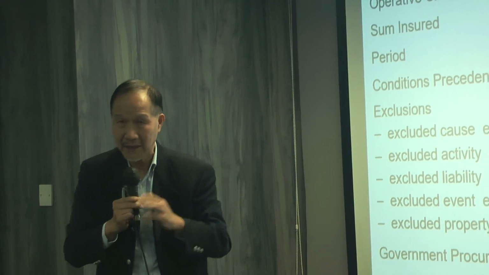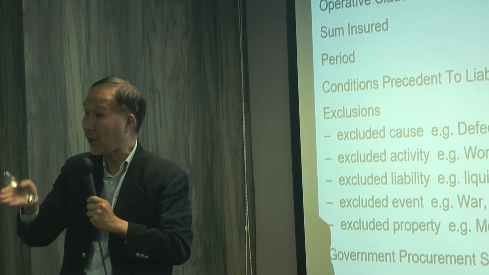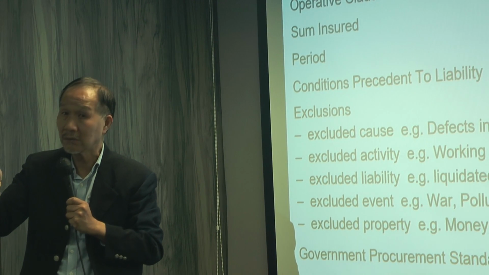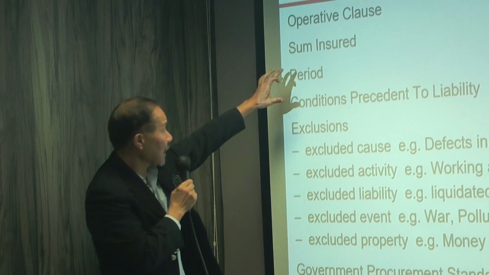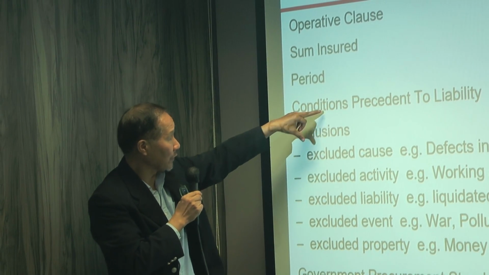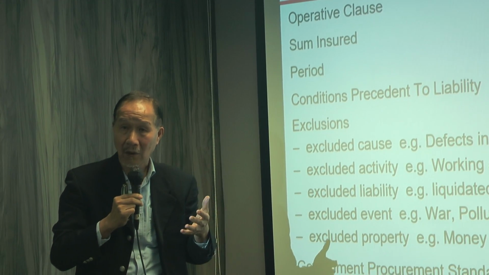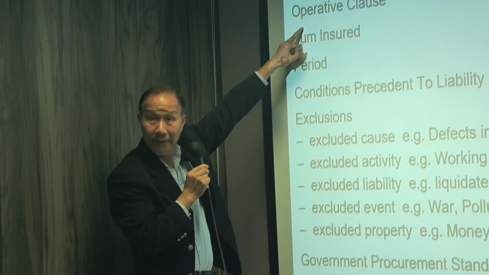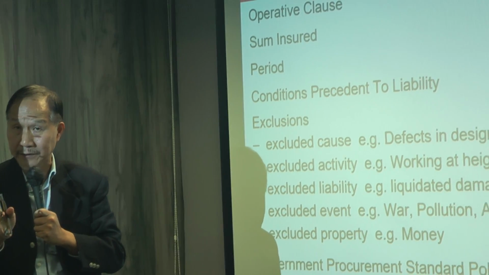How can I understand? First, look at the operative clause. The operative clause is the promise. If you have an event, you suffer from financial loss, I pay you, and so on. The conditions are there, and these conditions are not there to try to cut your cover. They put in conditions and exclusions repeatedly only to make you understand what their promise is. So if you look at an insurance policy, first thing to understand it is the operative clause.